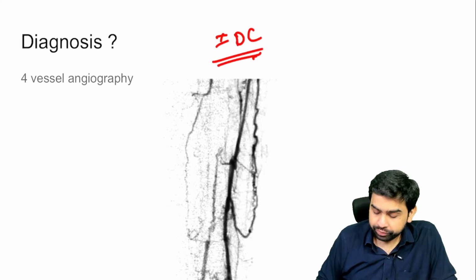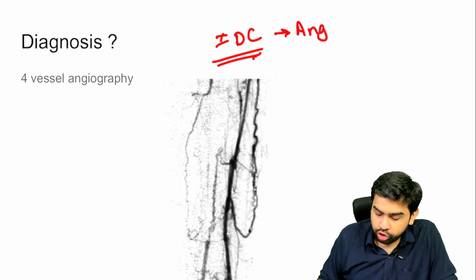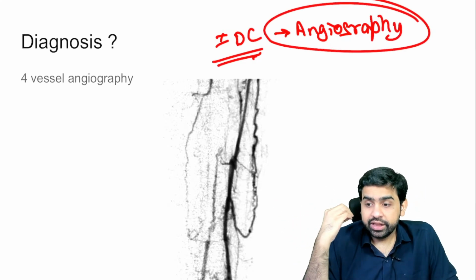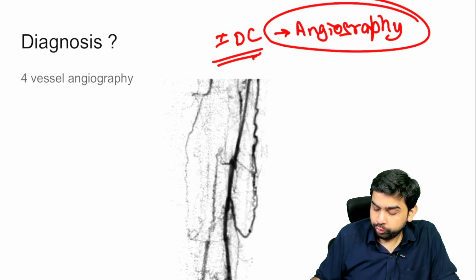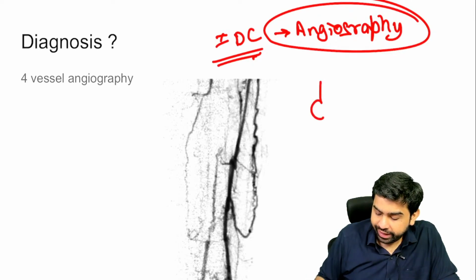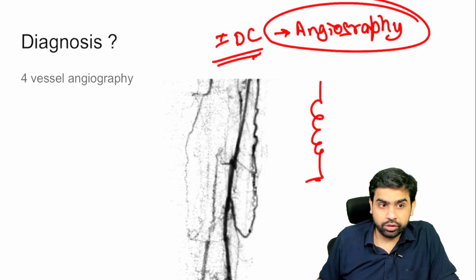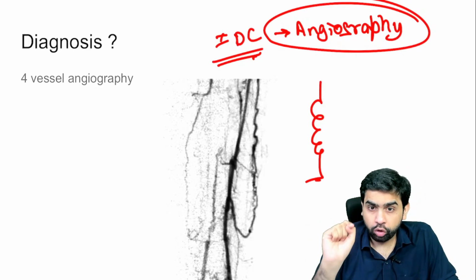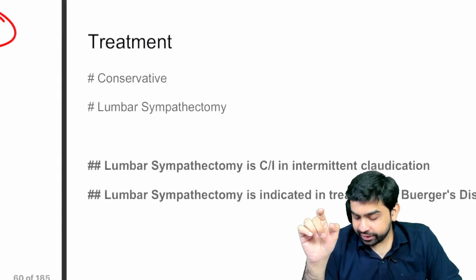No, not really. The investigation of choice is angiography. Please remember this particular point, guys. Do not mark it as a duplex scan or anything. The investigation of choice is angiography. What do you get in this angiography? You get characteristic corkscrew collaterals. So what you basically get in the angiography is corkscrew collaterals.